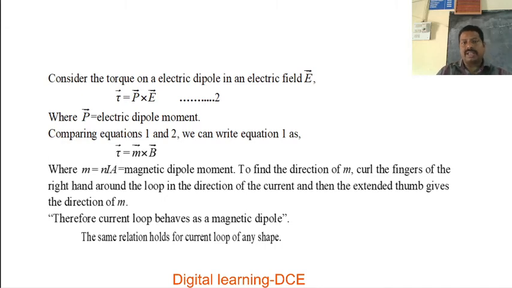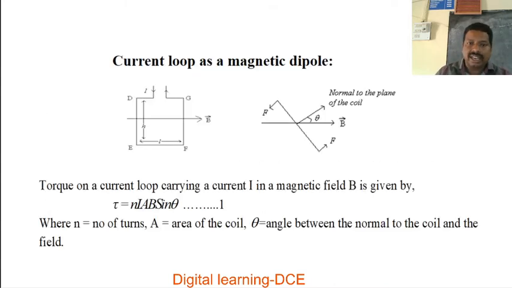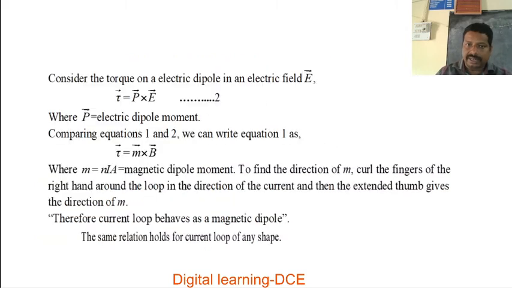Again, one more example is the orbit of an electron in an atom, which acts as a magnetic dipole. It possesses a magnetic dipole moment, orbital moment as well as spin moment. Thereby, the orbit of an electron also acts as a magnetic dipole. Like this, we are discussing how a current loop acts as a magnetic dipole or a tiny magnet.